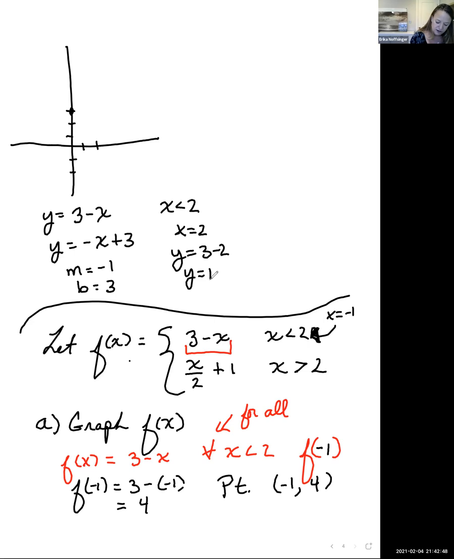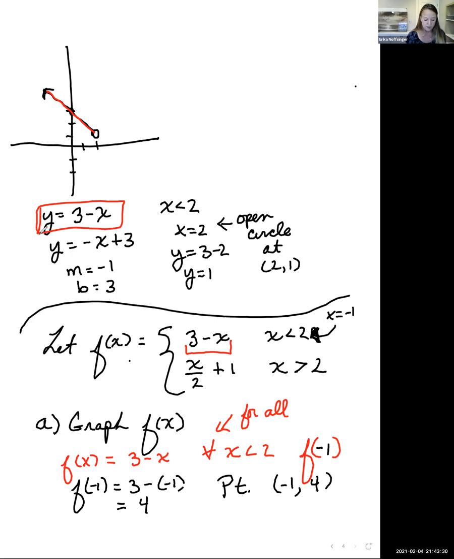So I know here this is going to be an open circle at (2, 1). So when x is 2, y was 1, and it's an open circle. It's extending for x values less than 2. This was also a line, and we talked about the y-intercept. So I can tell that this is what it's going to look like for the equation y equals 3 minus x. That's just graphing one piece of the equation.